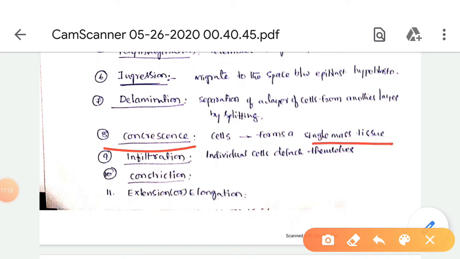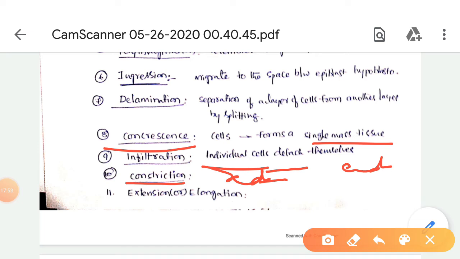And infiltration means it occurs during the development of endoderm in amniotes, and here the individual cells detach themselves and fall into the primary blastocoel. After this, the cells are completely arranged as a layer of endoderm cells. And another one, constriction. Constriction means the reduction in size of the blastopore.